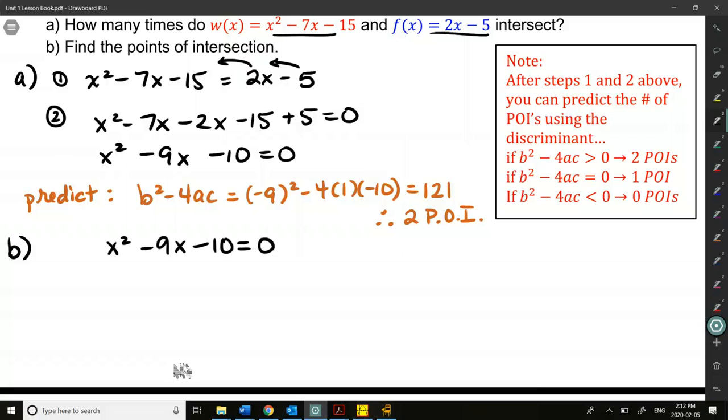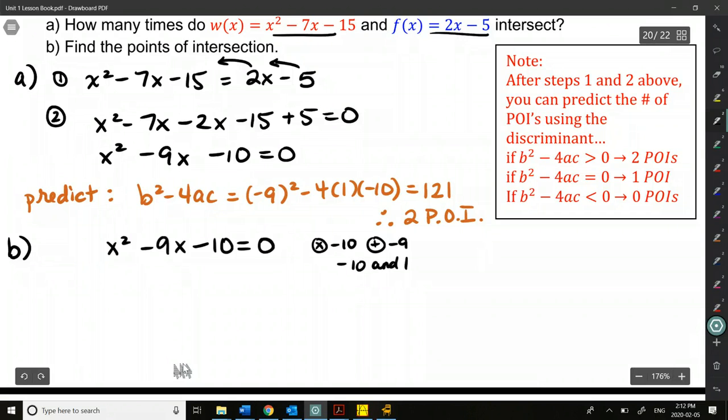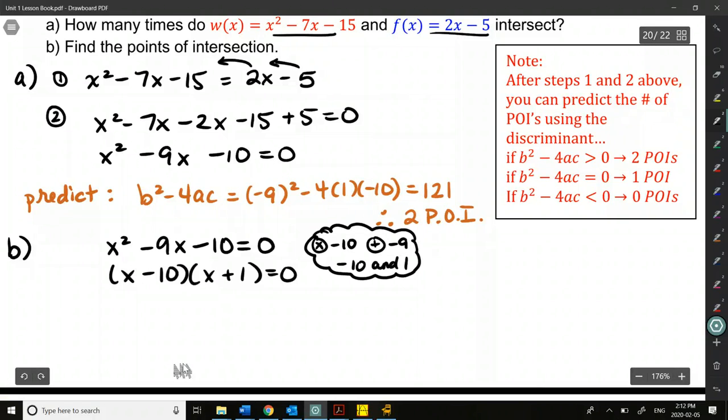No? Millie, do you have something? Yeah, that actually works. So multiplies to negative 10, adds to negative 9. Negative 10 and 1 work. And this is a quadratic where the a value is equal to 1, so we can just put these right in brackets right away. Okay, no use doing more work than I need to. So what are our x's equal to here?